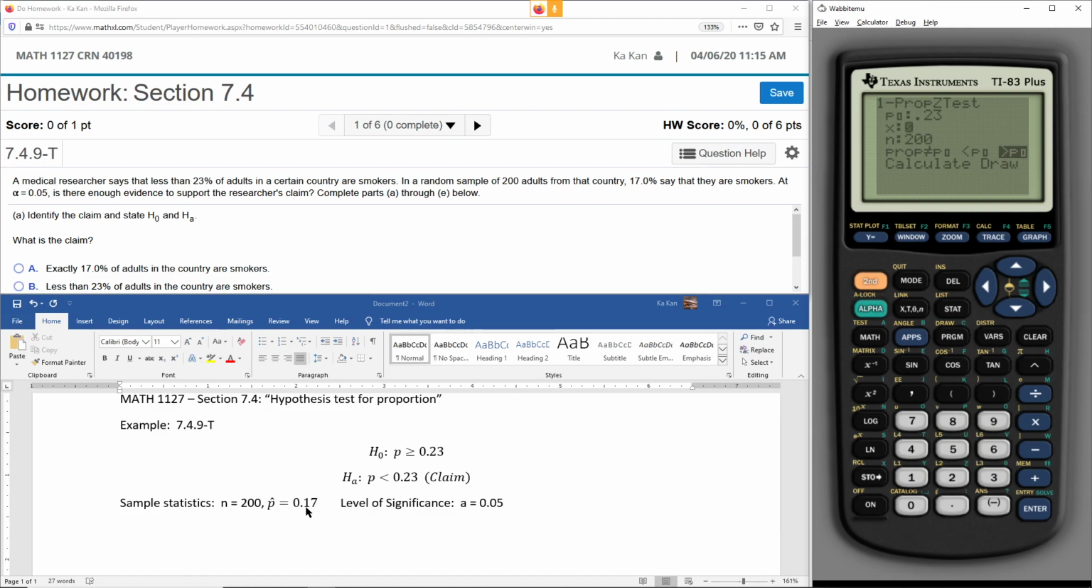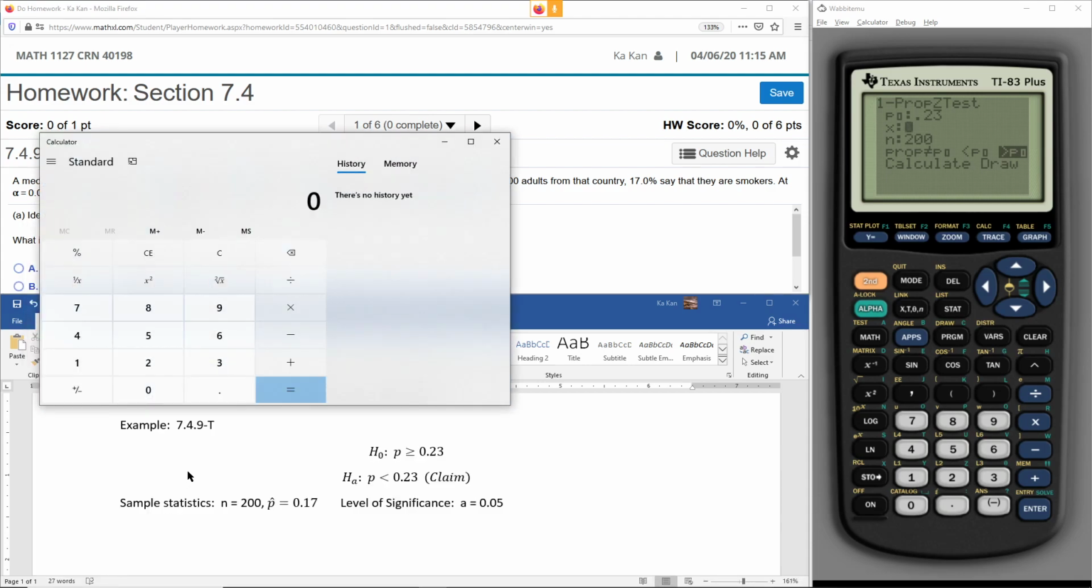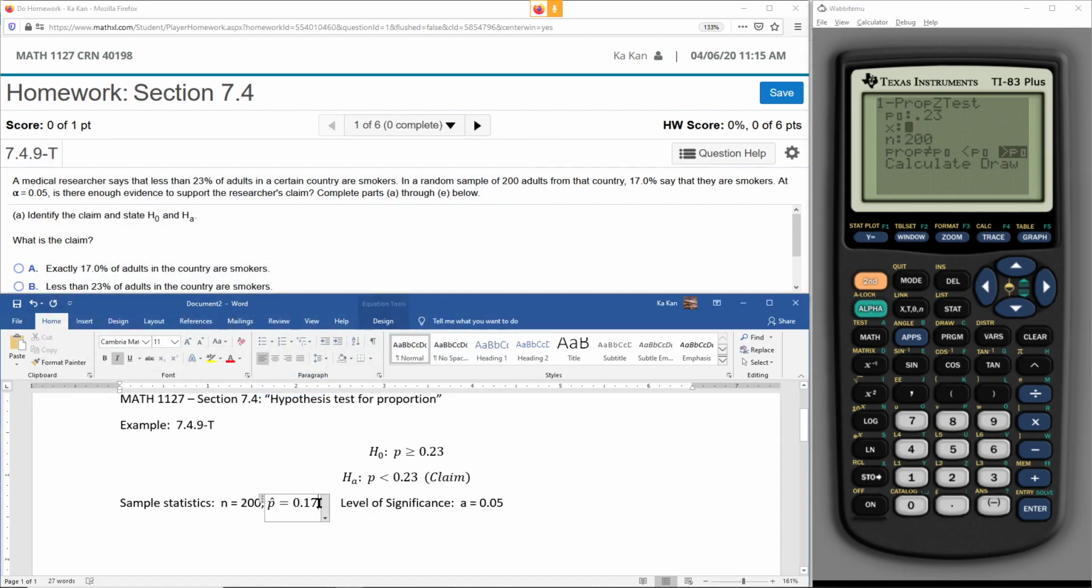Now they say 17% out of the 200 are smokers, right? I'm using a different calculator, I know that's kind of stupid, but whatever. So 200 times 0.17, that's 34. So x equals 34. Your calculator will accept that number and not the percentage. It will calculate the percentage on its own. So this is a left tail test. Enter. Calculate.